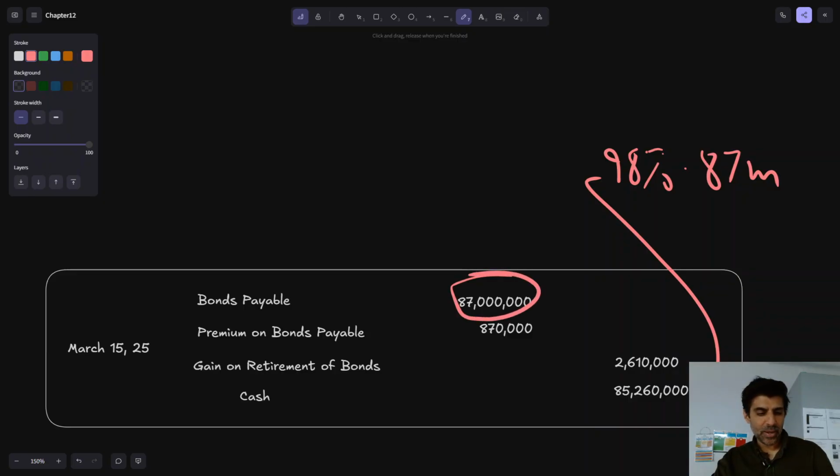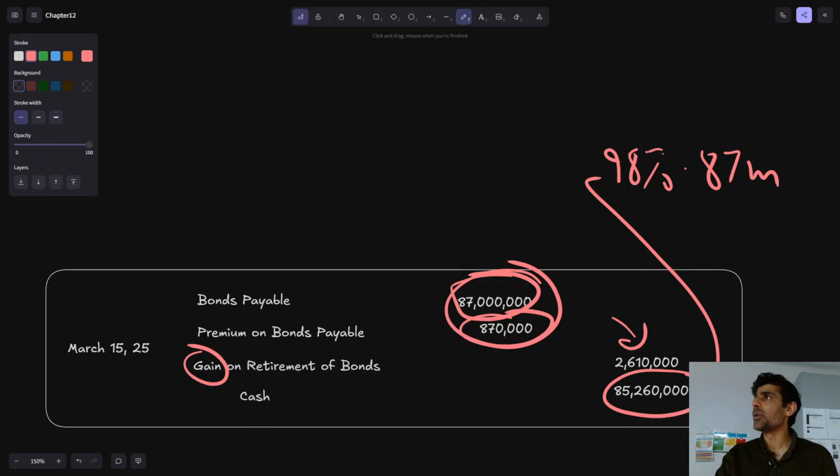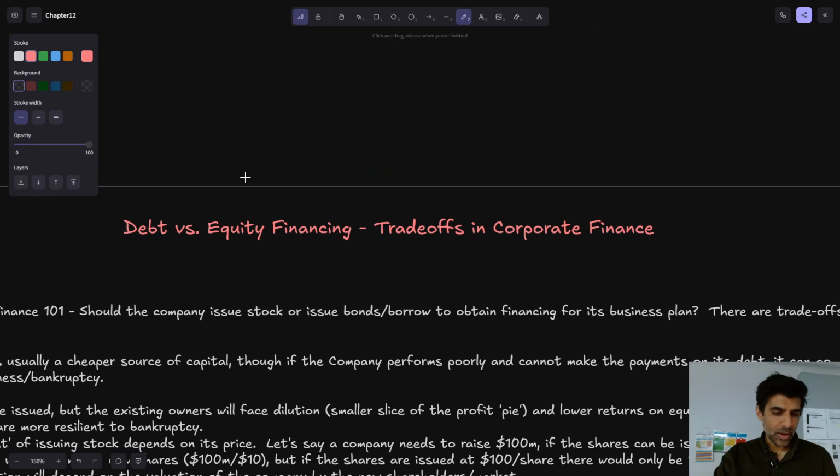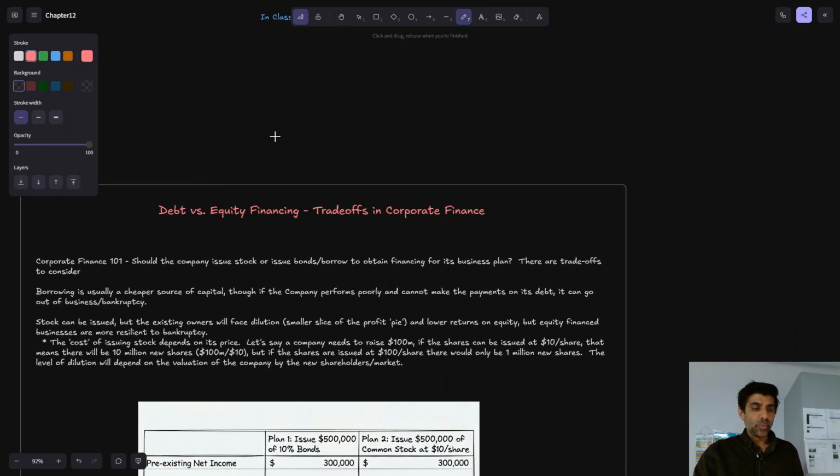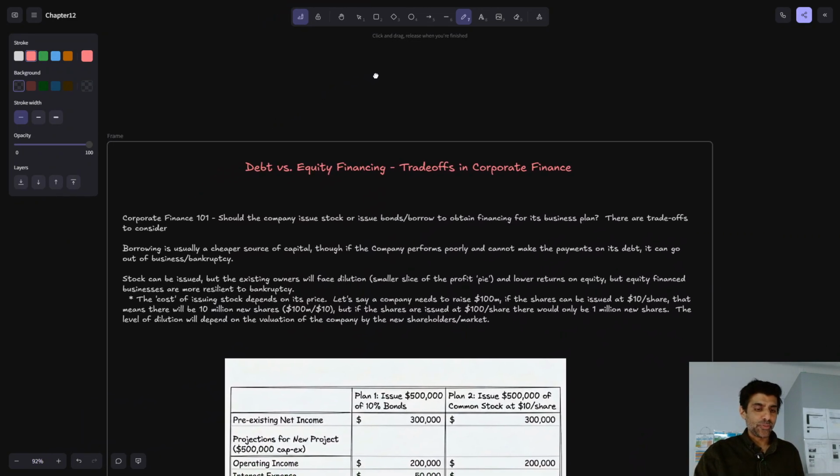Bonds payable, we're debiting. Premium on bonds payable, we're also debiting because this is an adjunct account. And when you fill in all these, you'll see that there's some gap in the journal entry. You need to fill it. If it's a credit, it's going to be a gain, and if it was a debit, it would have been a loss. Okay, makes sense? Very similar to chapter 9, what we were doing. Again, we'll do a practice problem after we finish this.